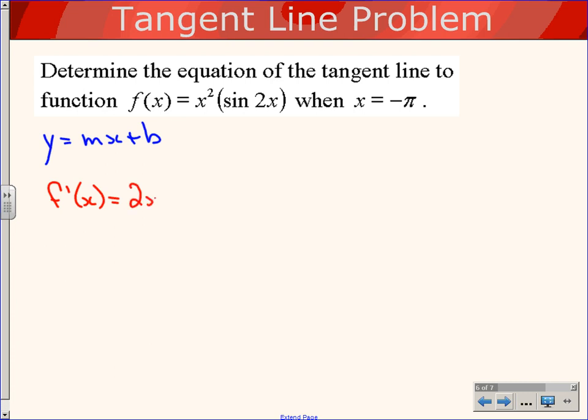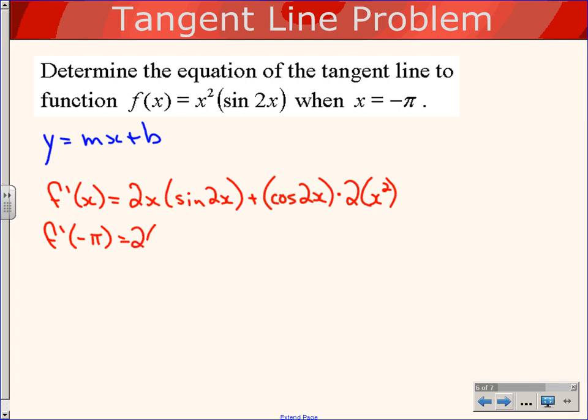Derivative of the first would be 2x times the second, sine 2x, plus the derivative of the second. Well, the derivative of the second would be cos of 2x, right? Derivative of sine is cos. But because it was 2x, we have to take the derivative of the inside, and the derivative of 2x is 2. So there's the derivative of the second times the first, which is x squared. And we would like to know the slope when x is equal to minus pi.